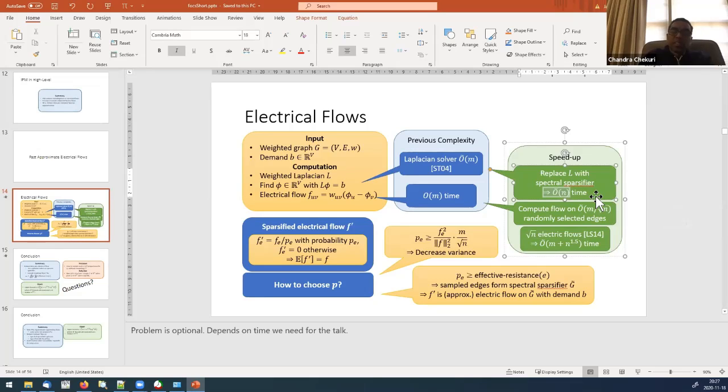I guess the previous, I mean, I'm not very familiar with all this work, but how the previous work on improving max flow reduced the number of iterations, right? So I'm trying to see.